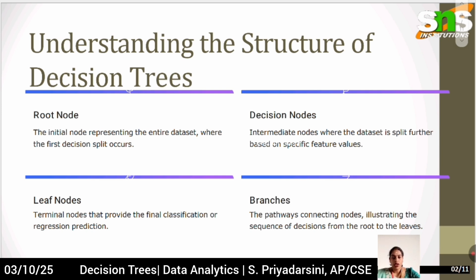Next, we will see about the structure of a decision tree. Let's look at the basic structure of a decision tree. At the top, we have the root node, which represents the entire data set and the first split. Then we have decision nodes, which are points where further splits occur based on feature values. The leaf node or terminal node represents the final output, that is the predicted class or value. And finally, branches show the flow of decisions from root down to the leaves. This hierarchy allows the model to simulate human-like decision making.